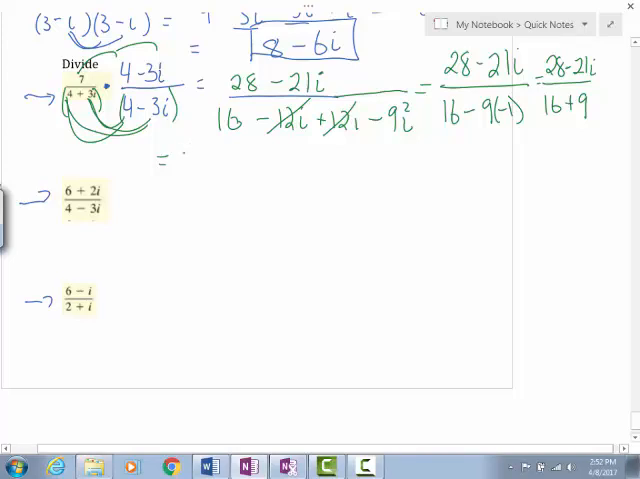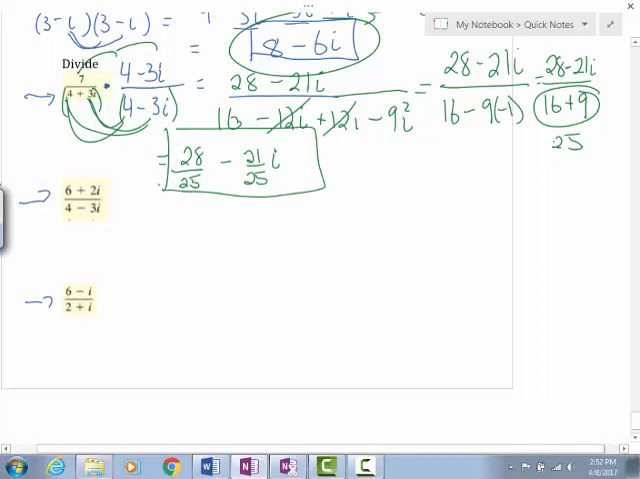Now the only thing I'm going to do here is separate my fraction. I'm going to write that as 28 over 25 minus 21 over 25 with an i. The way I'm getting the 25 is that when I add those two numbers together, that gives me 25. The reason I'm separating them is, just like we were doing before, we're writing the a plus bi form. This is my a plus bi part.